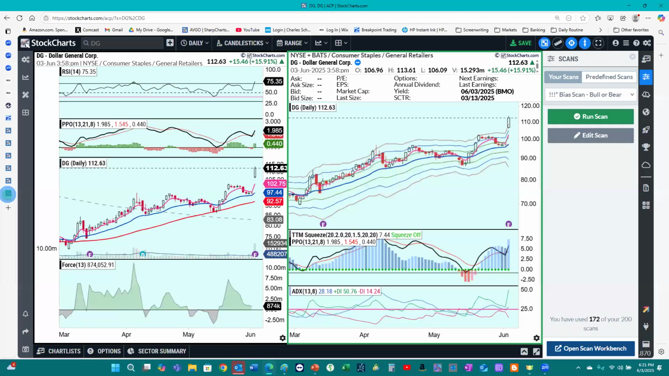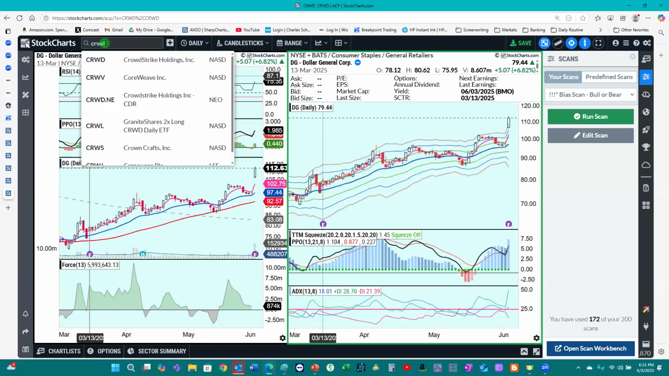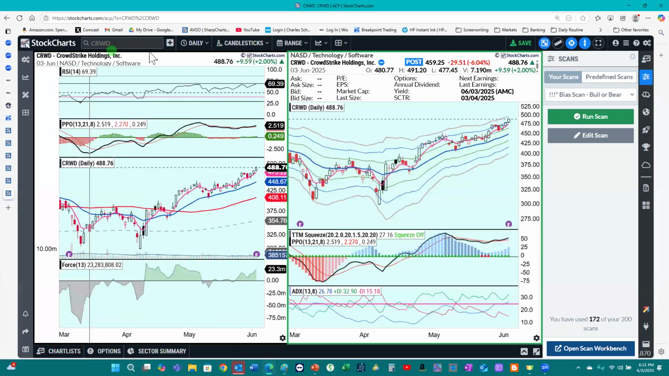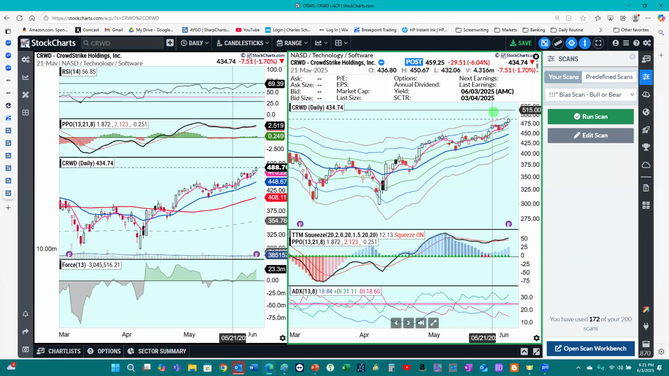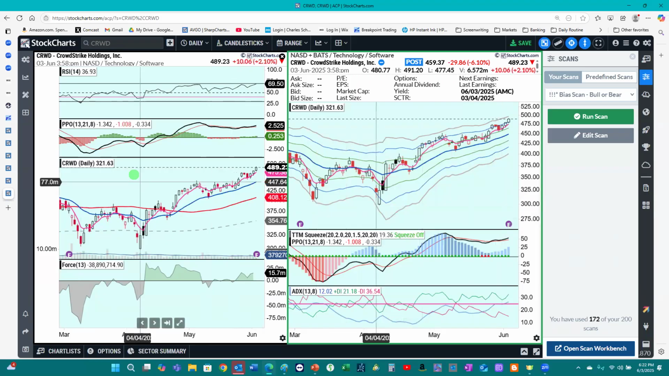So let's take a look at CrowdStrike over here as well. CrowdStrike right here down 6% after hours, almost $30 down. So down to about 460, which would put it right about there, after hours, and probably will continue lower. Likely is going to head back to the 21. That could be a buying opportunity when it gets down there. So we'll keep an eye on that.